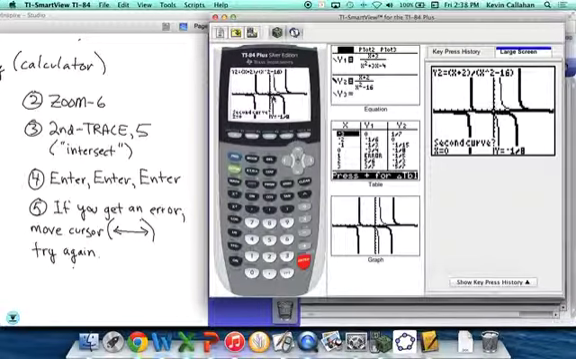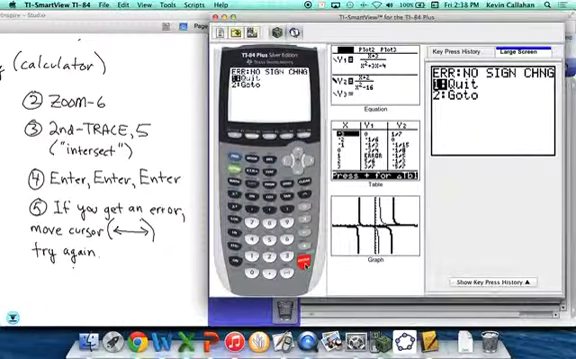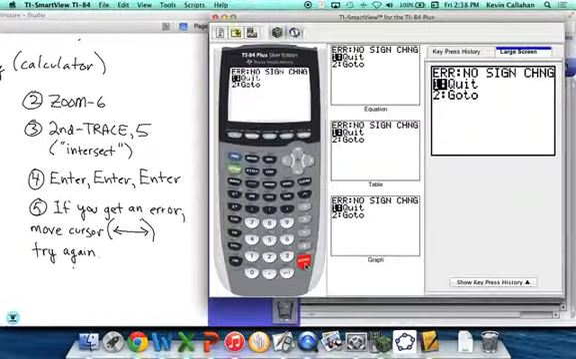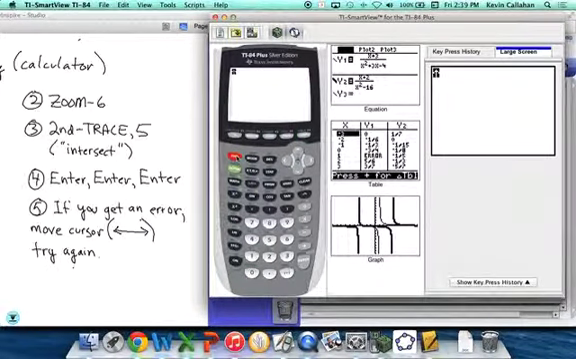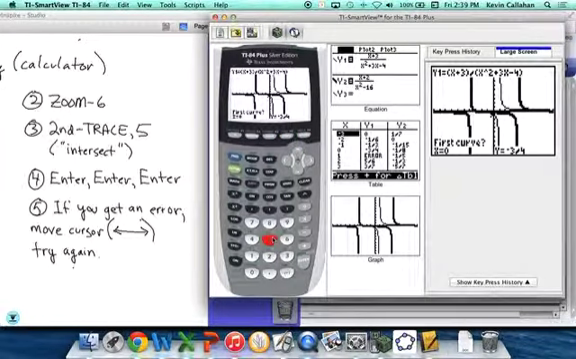And when it says second curve, it just jumps to the other curve. I hit enter. And then it says, do you want to guess? And when I hit guess, notice what happens. It gives me an error. Basically it's telling you it's not finding any place where they crossed. So here's what you do. Go back, second trace, I think I have to quit first. Second trace 5, and this time move the cursor to another piece.